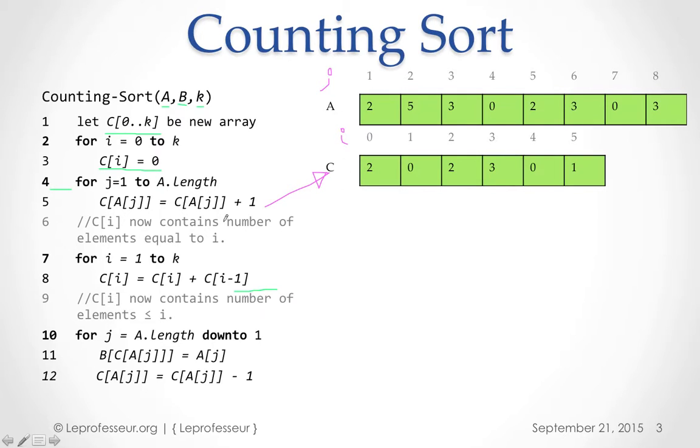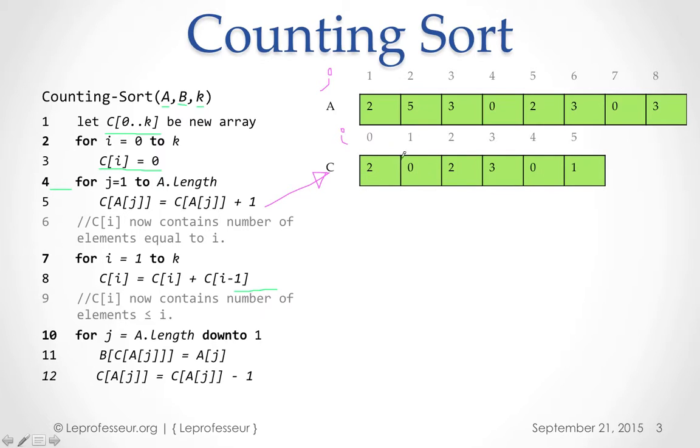we now have C containing the number of elements equal to i. For example, C[0] has 2. It means how many elements are 0 in the array A. So if we look at A, 0 first, 1 and 2. 2 elements are 0 in input array A. So we have 2 here.